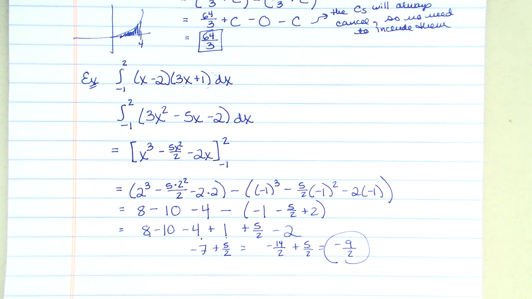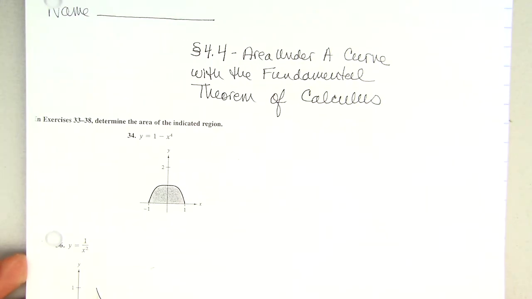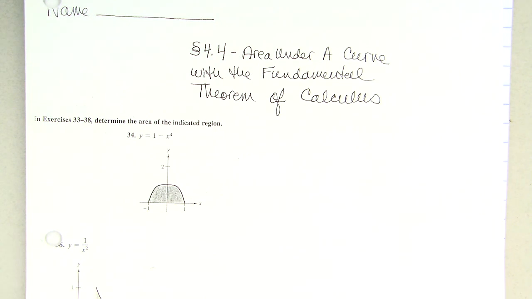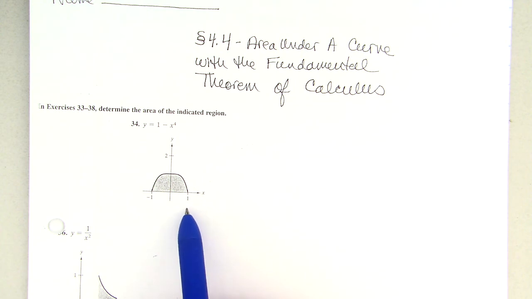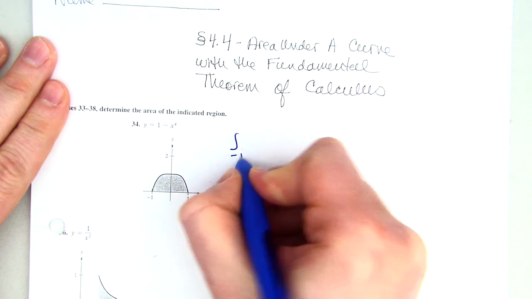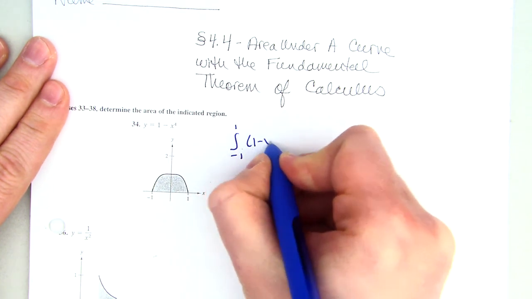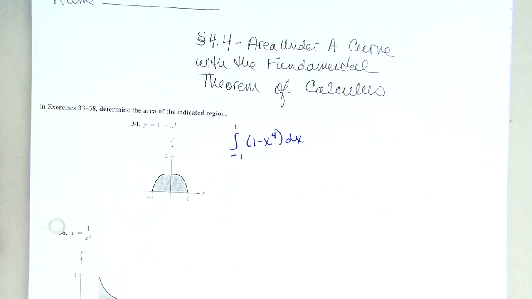In your packet of papers, can you please take out the sheet titled 4.4 Area under a Curve with the Fundamental Theorem of Calculus. You're going to do a few of these. Number 34, I'd like to find the area of this region. Well, we need to set up an integral that will do this. And I think that integral is going to be the integral from negative 1 to 1 of 1 minus x to the fourth dx. That's all that I want to do. I want to see if you can use your first fundamental theorem of calculus, find your antiderivative, plug in 1 minus, plug in negative 1.